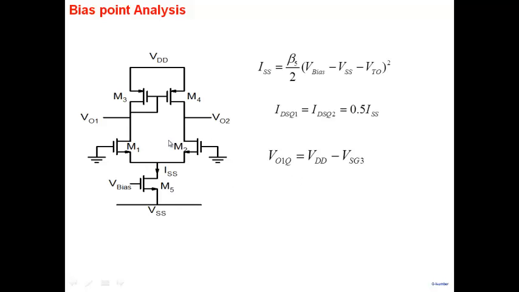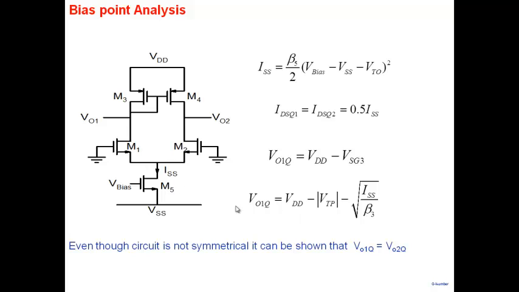So once you know the current here, then I can easily determine what is the voltage at this node here, because the voltage at this node is nothing but VDD minus the source to gate voltage here. And once you know the current in M3, the source to gate voltage you can similarly obtain from the expression for current here. So this point then is very well defined, and as I said, this point is exactly same as this one here.